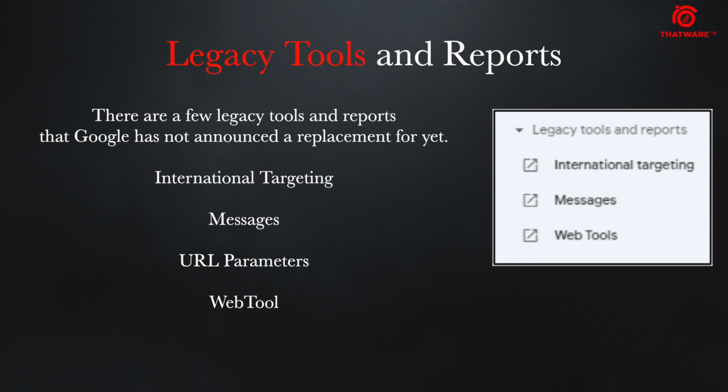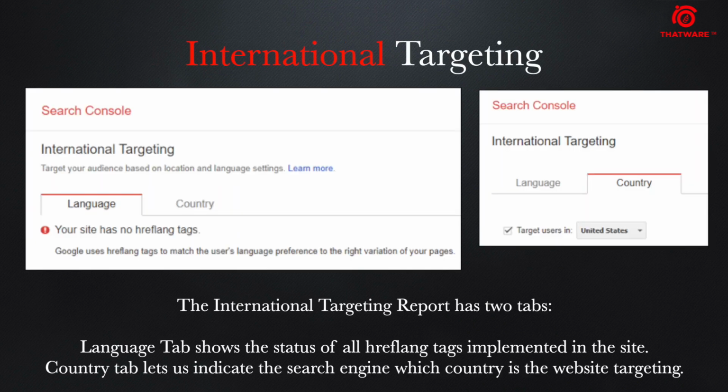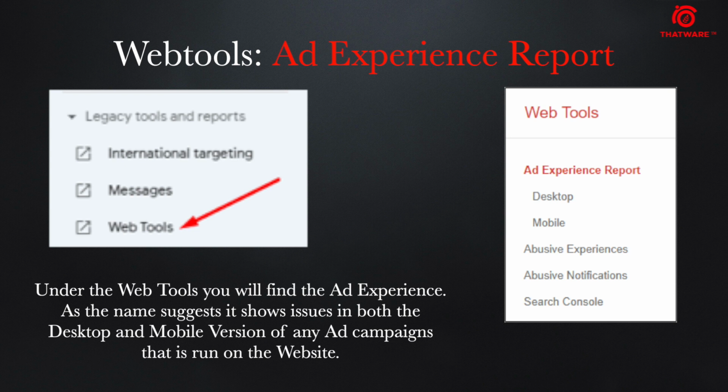In the legacy tools, you can take proper control of your URL parameters, your international targeting, and so on. So if your page is targeting multiple countries, you can define your hreflang tag here. With the help of web tools, you can rediscover your ad experience report, your abusive experiences, and how users are getting annoyed with ads, or how your ads are performing. So this is pretty handy if you're running an SEM campaign.